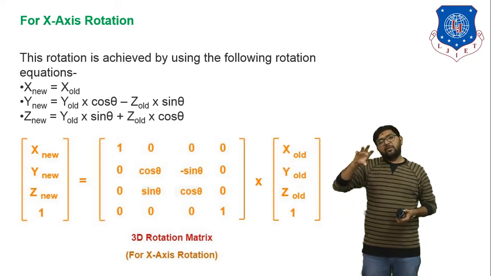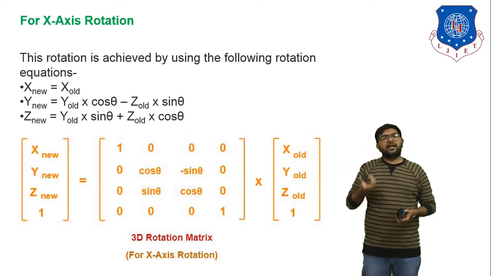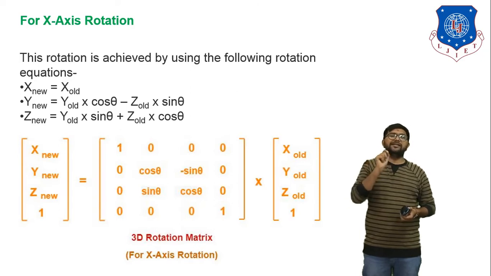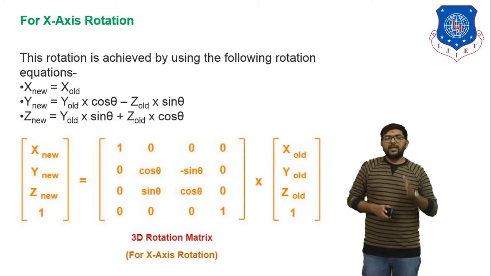If you want to find the rotation for the clockwise direction, you have to just replace theta with minus theta and you will get the equation of the clockwise rotation. So this is the rotation about the x-axis.